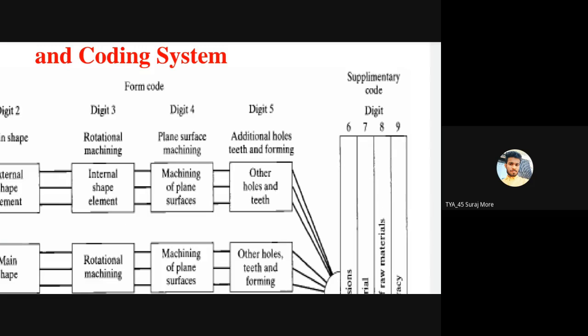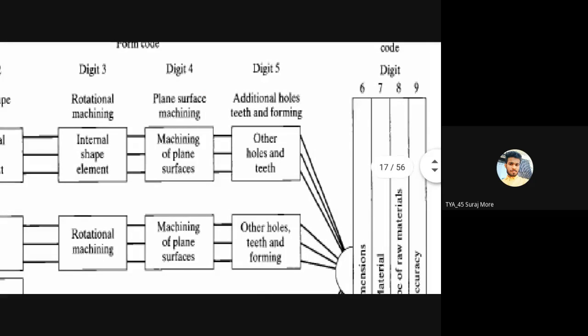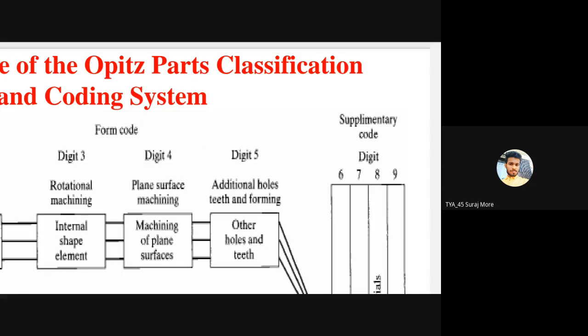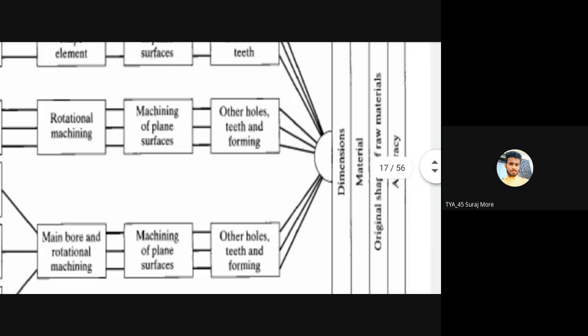Basically this coding system is divided into three parts. The first part is digit number one. The second part is digit number two to digit number five, and the last goes to digit number 9. This is the standardization of the optics technology. The supplementary code is from digit number 6, 7, 8. What is the meaning of digit number 6? Digit number 6 is the dimension; different dimensions of that particular object.